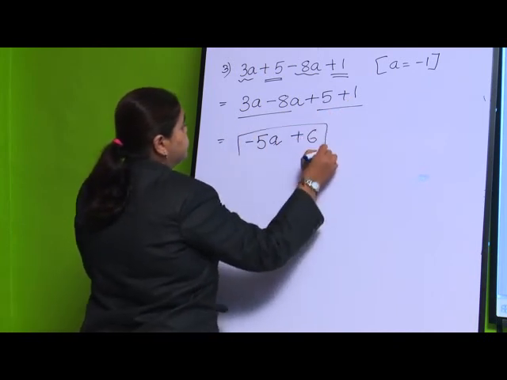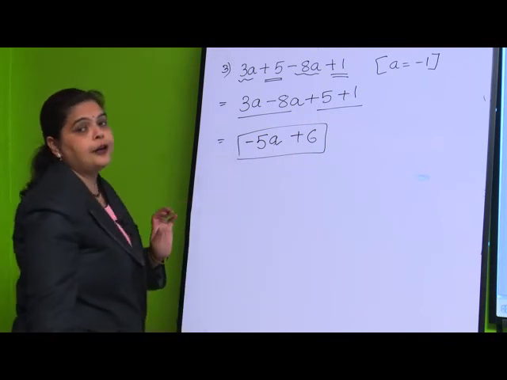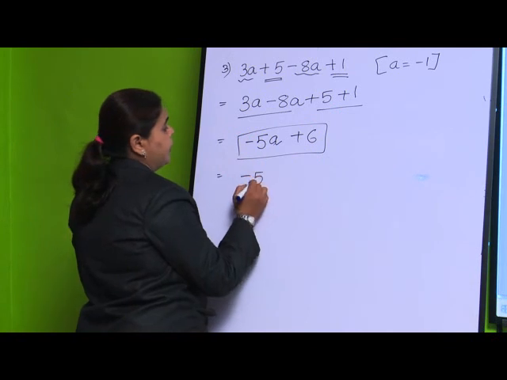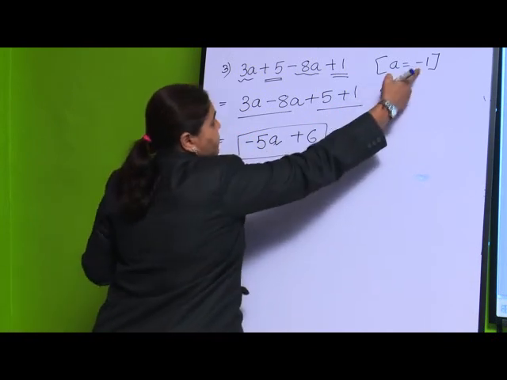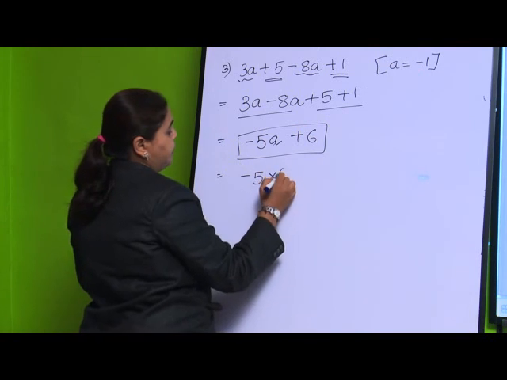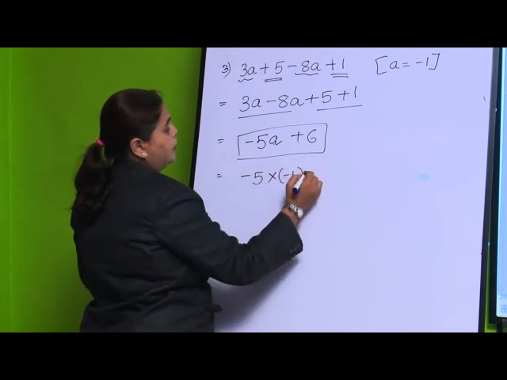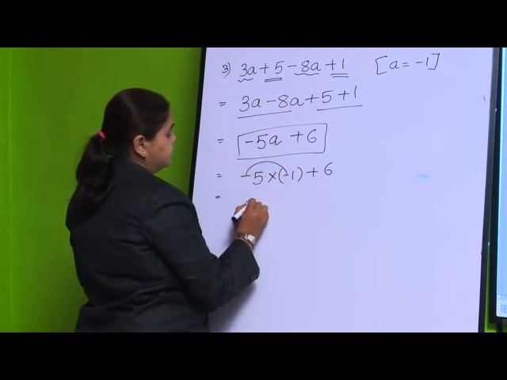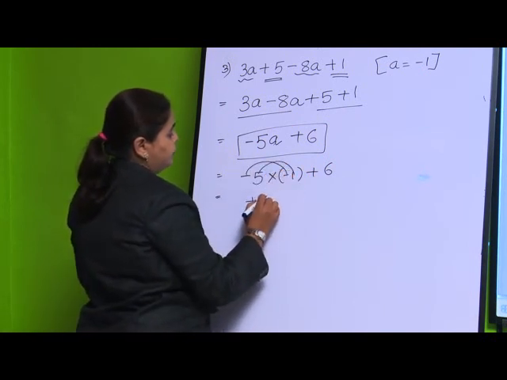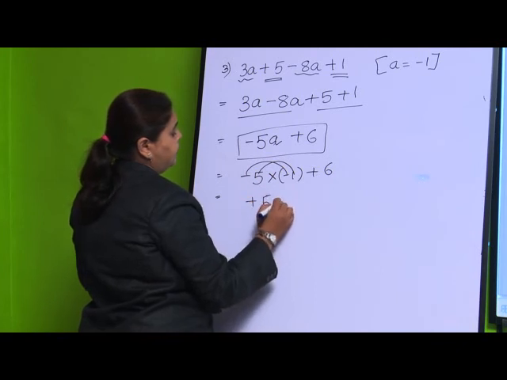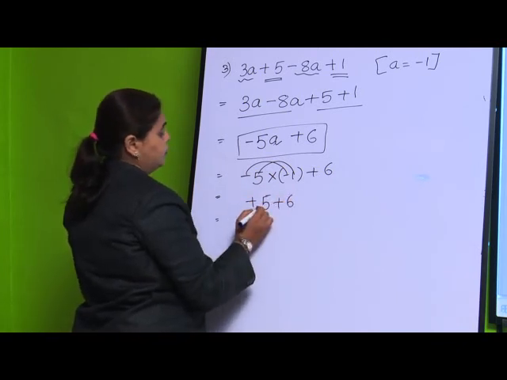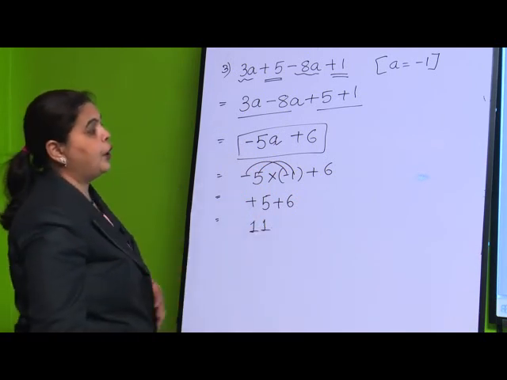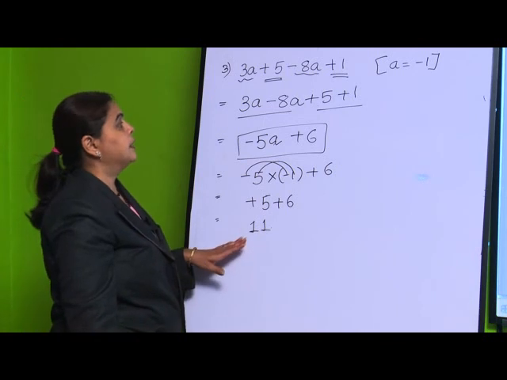Now, you can substitute the value of a in this expression. So, what will it be? Minus 5, and what is the value of a? Minus 1, multiplied by minus 1, plus 6. Now, you know minus into minus is plus, 5 ones are 5, plus 6. So, 5 plus 6 is 11. This is what we required, the value is 11.